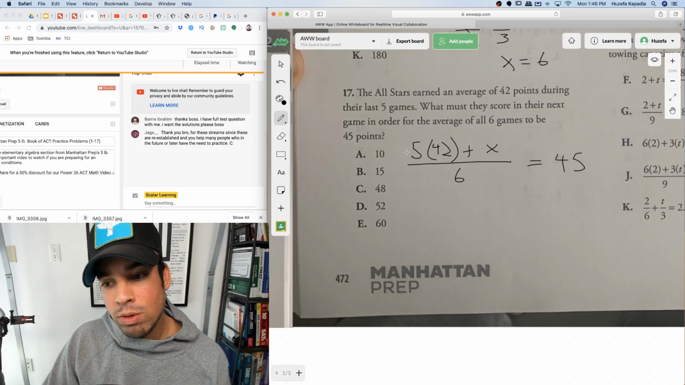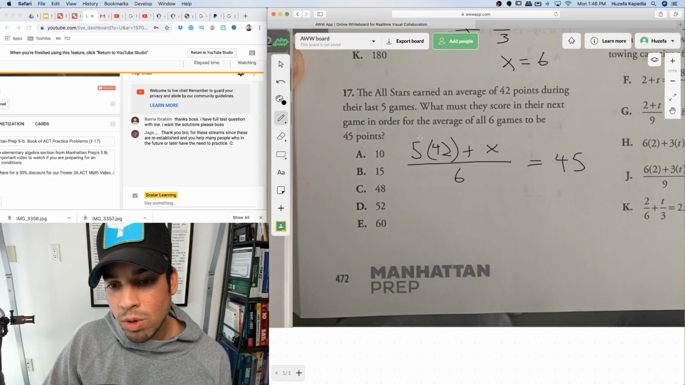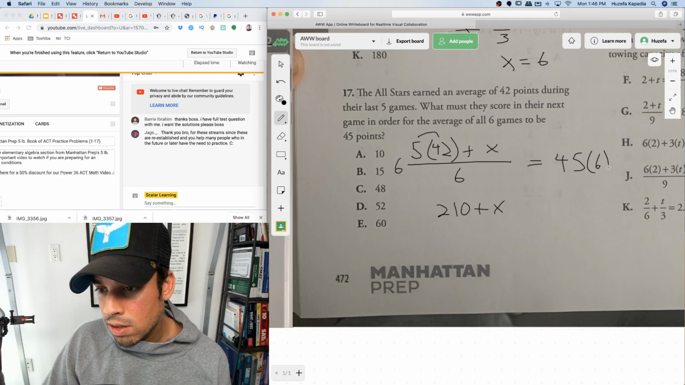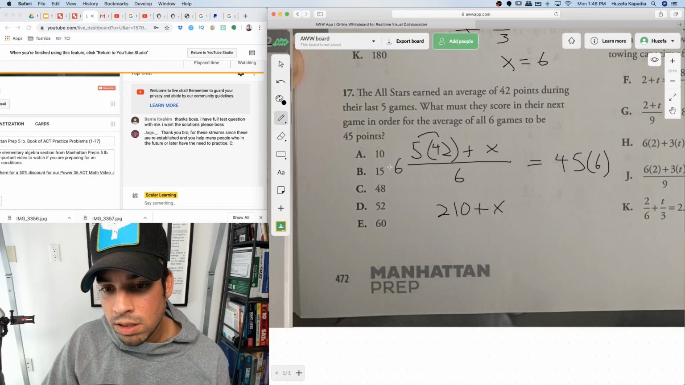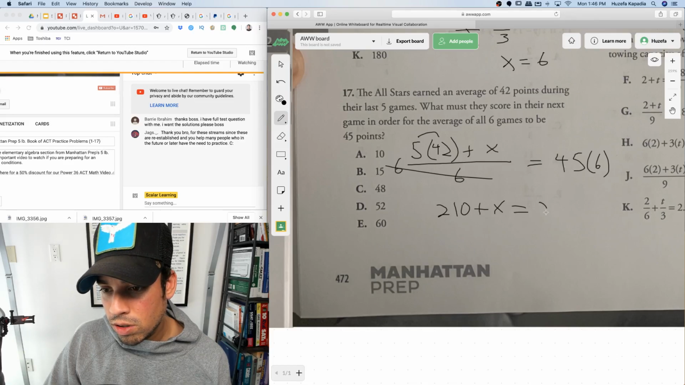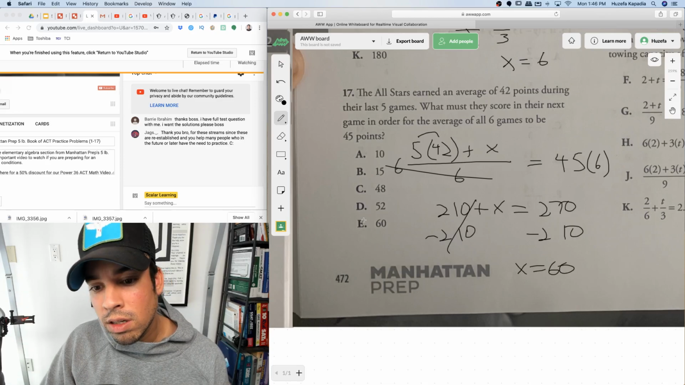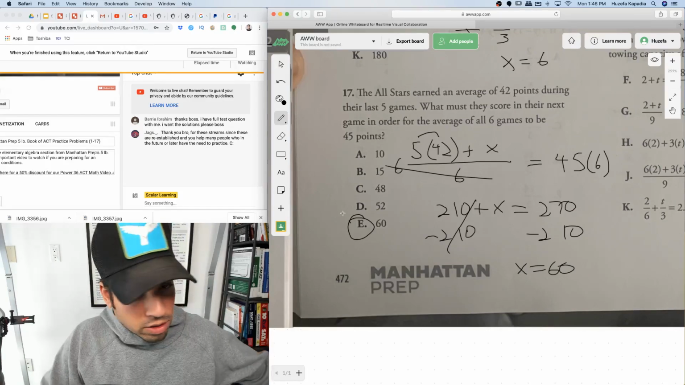Now we solve for x. Multiply both sides by 6. Meanwhile, also multiply this. Why not? So it's 210 plus x, and we got rid of the 6, equals 6 times that is 240 plus 30 is 270. Subtract 210, subtract 210. Get x equals 60. And there we go. All right, now let's check our answers.